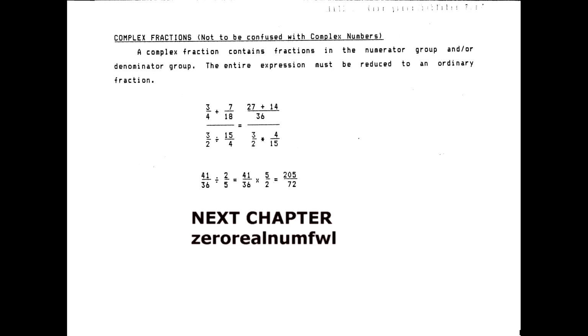We now interpret this complex fraction as 41/36 divided by 2/5. Now, divided by 2/5 becomes multiplication by 5/2. Finally, 41/36 times 5/2 is equal to 205/72.